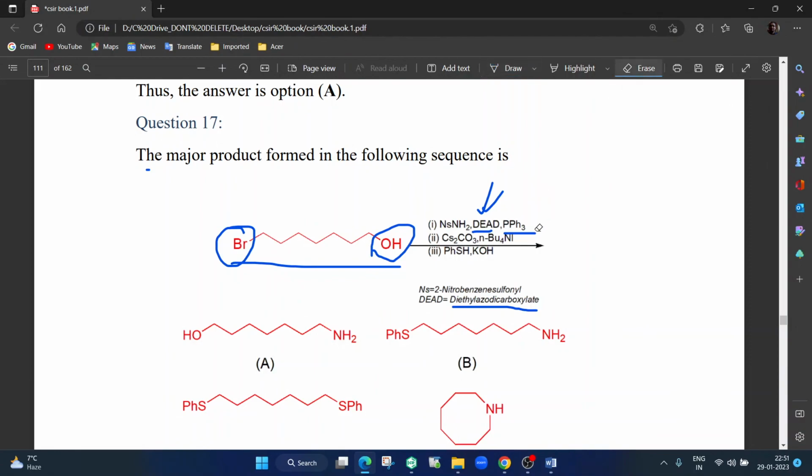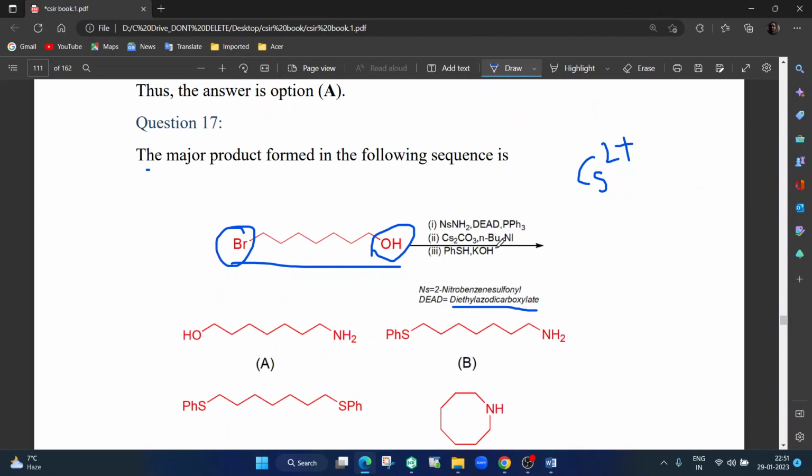tetrabutylammonium iodide. So the cesium carbonate is basically a base, but a very important point about cesium is that Cs+ always favors intramolecular reaction rather than intermolecular reaction, because it has a positive charge, it will hold the electron-rich, charged species in the same molecule together through intramolecular interactions.